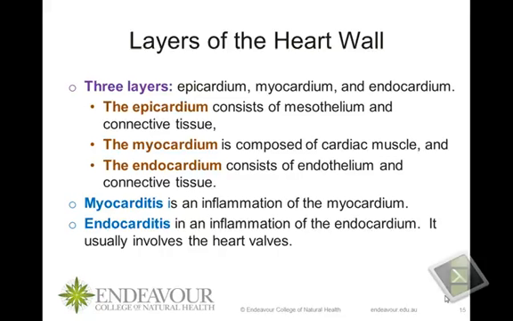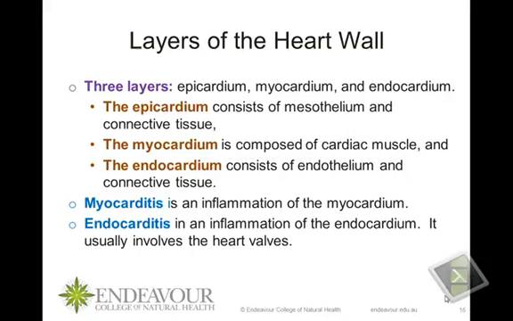So the three layers of the heart are the epicardium, the myocardium, and the endocardium. The epicardium consists of mesothelial tissue and connective tissue, which is the pericardium. The myocardium is composed of cardiac muscle cells, and they're only found in the heart. You won't find cardiac muscle anywhere else in the body. And the endocardium consists of endothelial cells, which are very smooth, flat cells that are continuous with the blood vessels, and they sit on a tiny little basement membrane made of connective tissue.